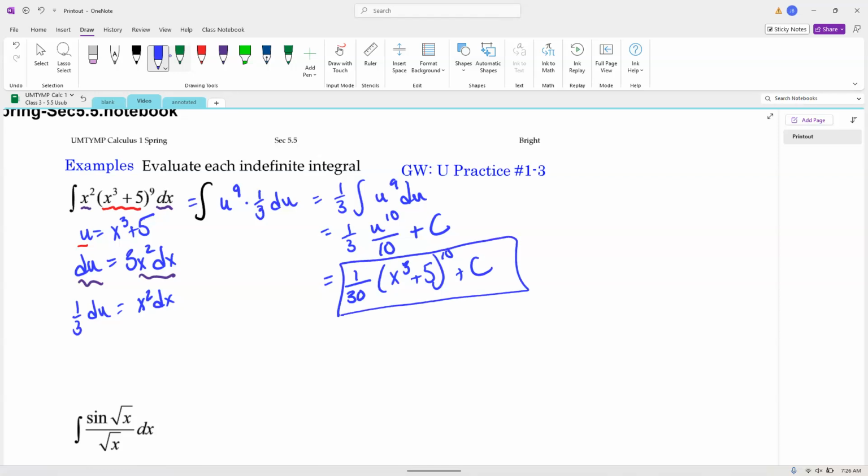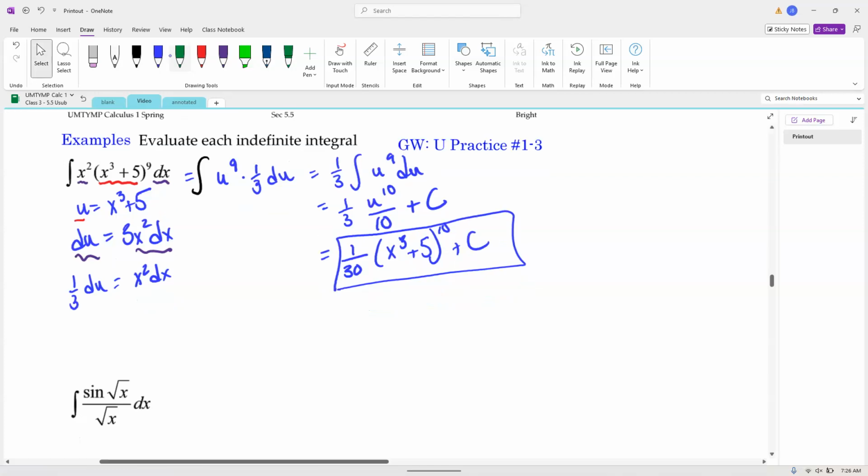Okay, so again, select your u, do the differentiation, figure out what you can substitute in for the rest of the integrand, and then once everything is in u, integrate, and then resubstitute in x.